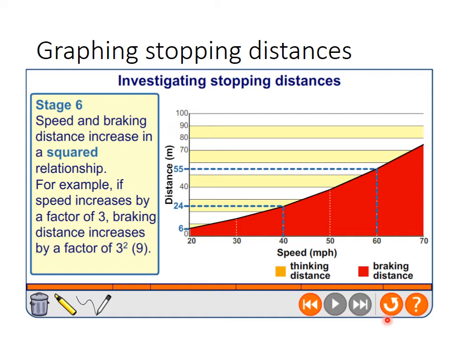Let's just check that on this one. So if we go from 20 to 60, that's a 3 times increase. And so if we take 3 and we square it, that is of course 9, and 6 times 9 gives us the increase that we are looking for. So we have a relationship which is actually a squared relationship between the two factors.